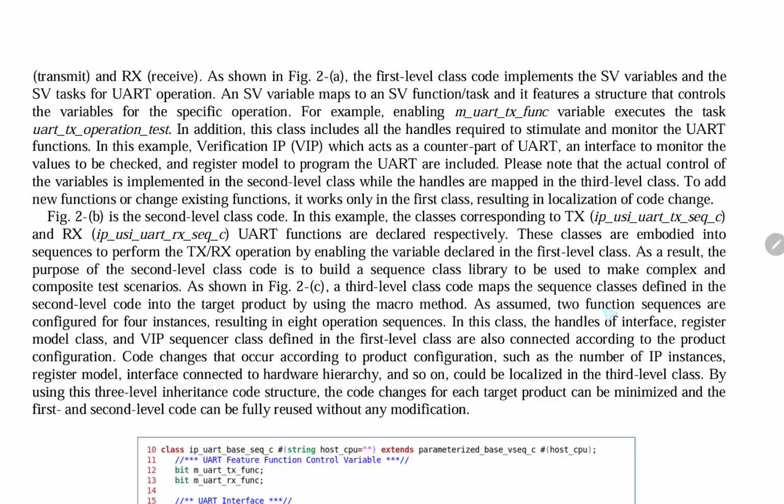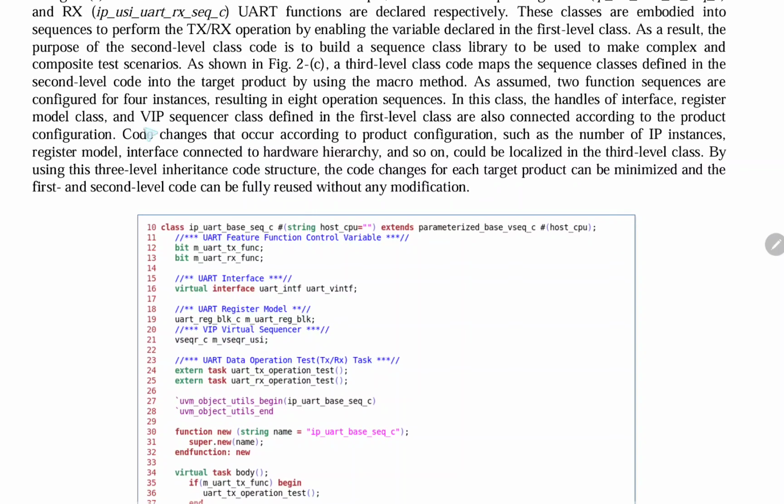As assumed, the two function sequences are configured for 4 instances, resulting in 8 operation sequences. In this class, the handlers of the interface, the register model class, and a VIP sequencer class defined in the first level class are also connected according to the product configuration.